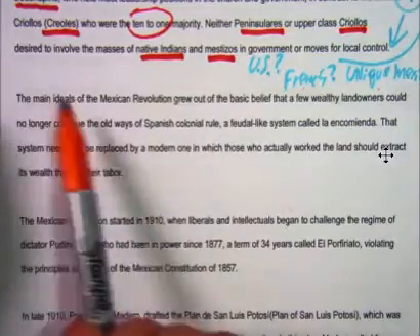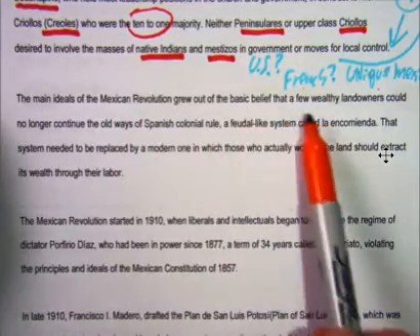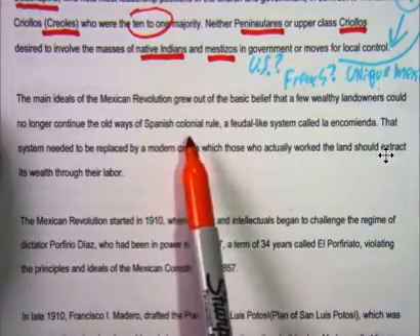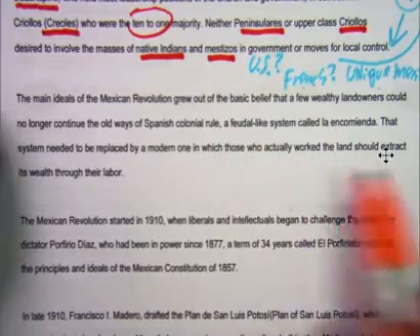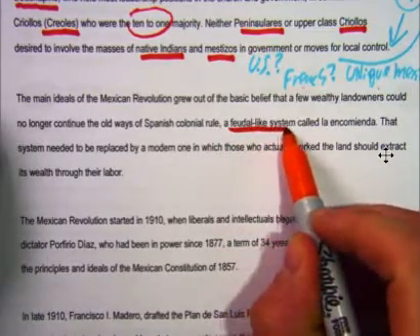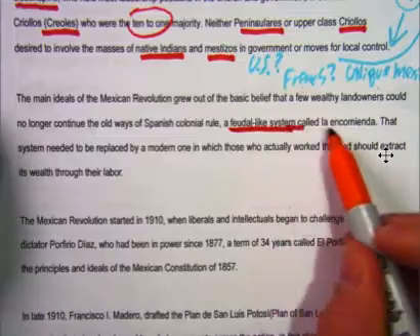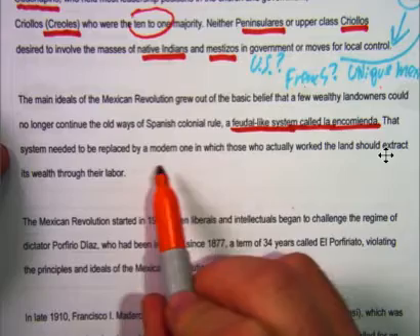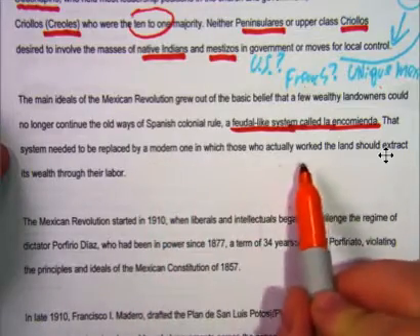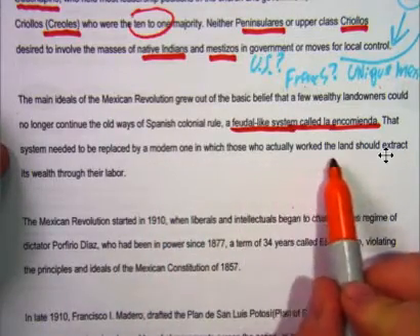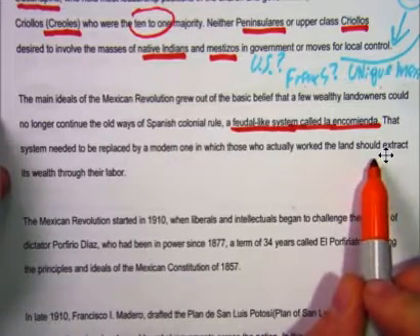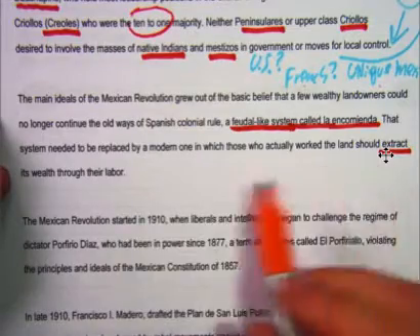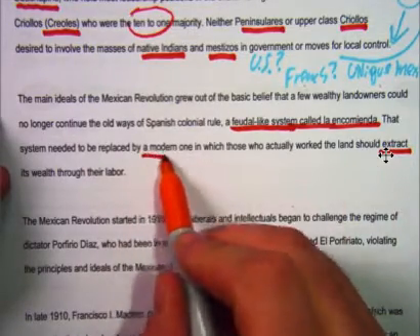The ideals of the Mexican Revolution grew out of the basic belief that a few wealthy landowners could no longer continue the old ways of Spanish colonial rule, a feudal-like system, to find out what feudalism is, called encomienda. That system needed to be replaced by a modern one, in which those who actually worked the land could extract its wealth through their labor. We have to find out what extract is. What would be a modern one?